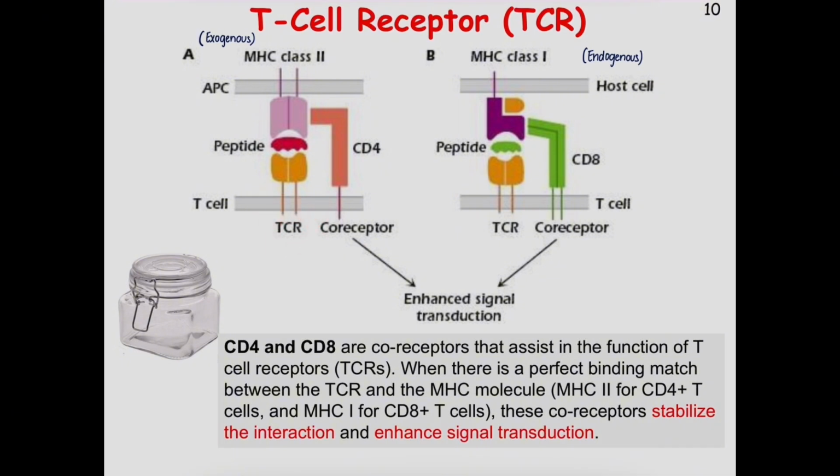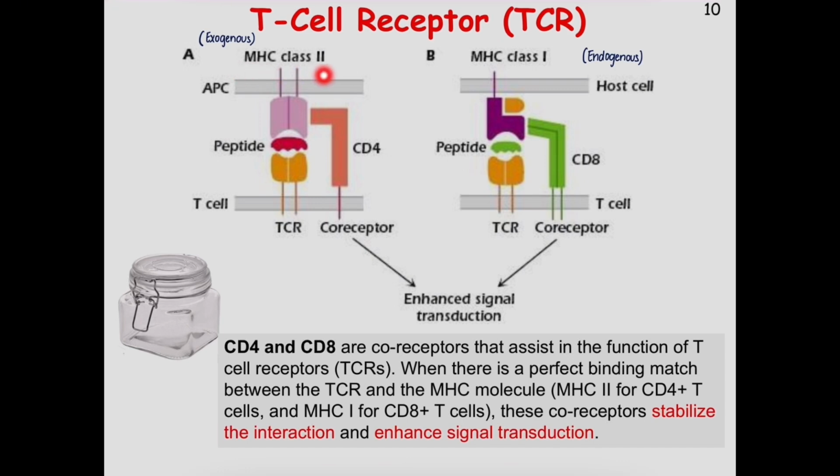And earlier, we mentioned that CD4 and CD8 are co-receptors that are going to be helping with the binding of MHC to TCR. So in this case, CD4 and CD8 are going to stabilize the interaction and enhance signal transduction. And we can always think of it like this.